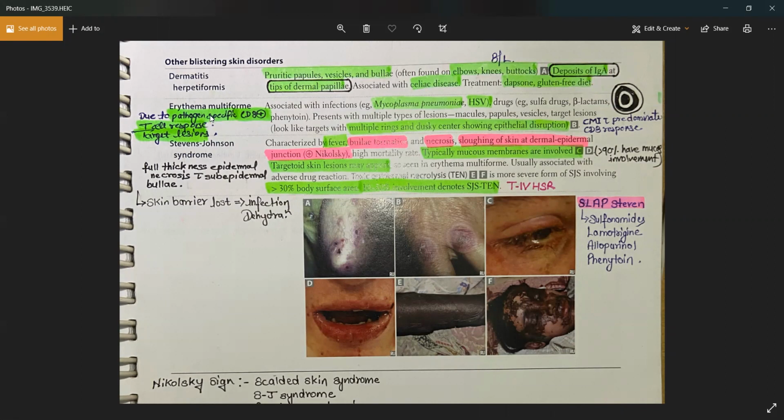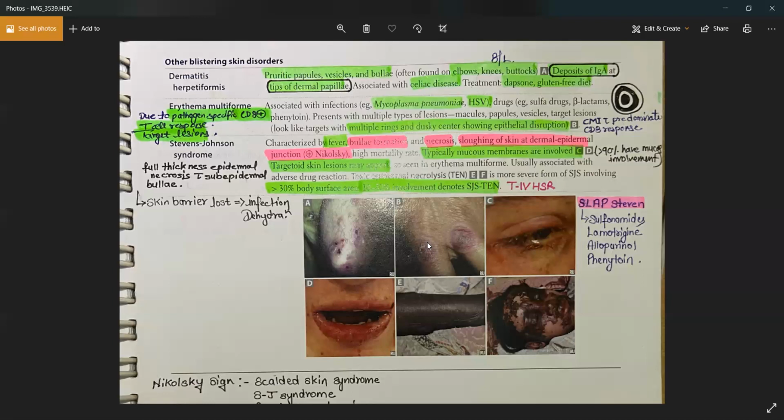Then you have erythema multiforme, which is associated with Mycoplasma pneumoniae and herpes simplex virus, and drugs like sulfa drugs, beta-lactams, and phenytoin. The patient will have multiple ring-like lesions. If you remember, a similar kind of rash can be seen in one condition we discussed in microbiology.